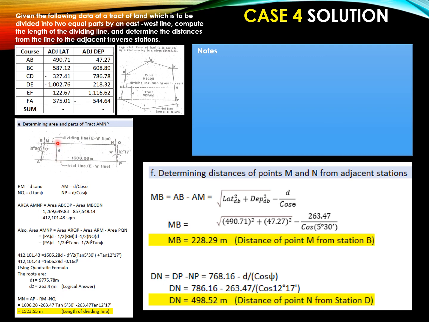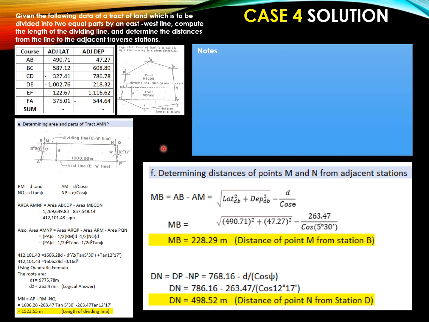So, since nakuha na natin yung D, makukuha na natin tong length ng dividing line. So, ito yung formula. MN, minus ng AP, minus ng RM, minus ng NQ. And we will get this MN. Makukuha natin yan. So, ito na, 1,523.35. And then, this is the length of the dividing line.